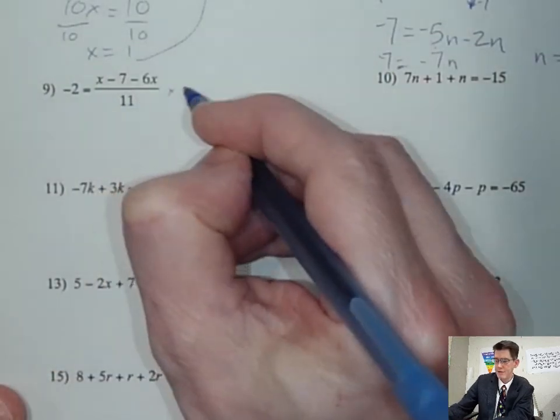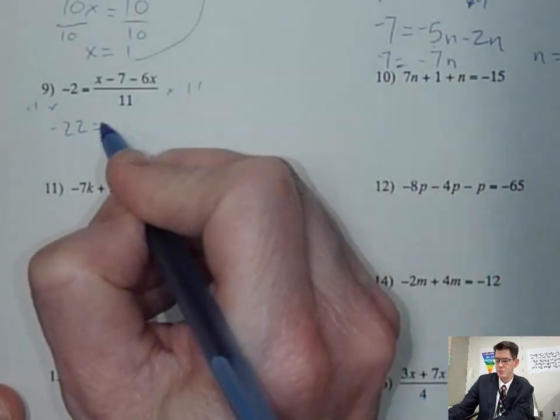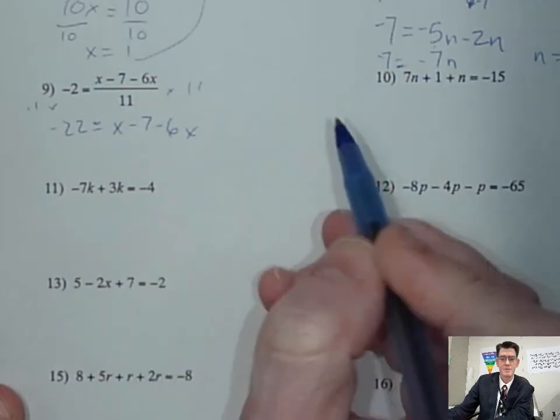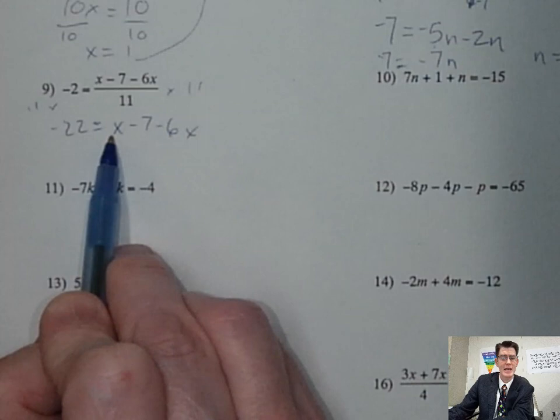Multiplying both sides by 11 gives me that negative 22 is x minus 7 minus 6x. Combining these like terms, if you know that there's a number in front of that x, you're doing great.